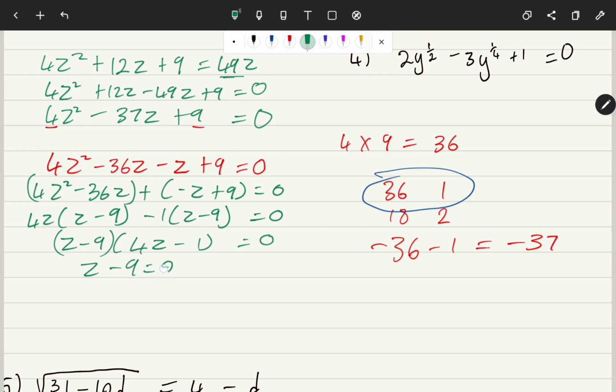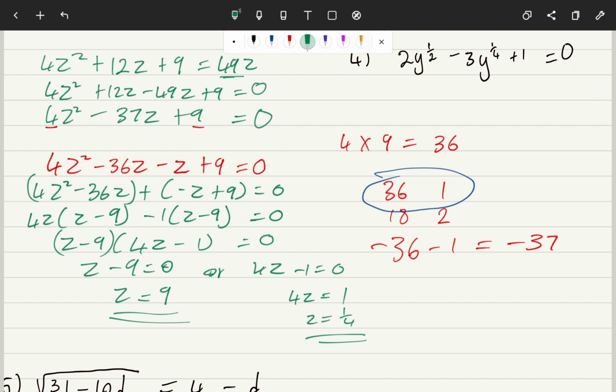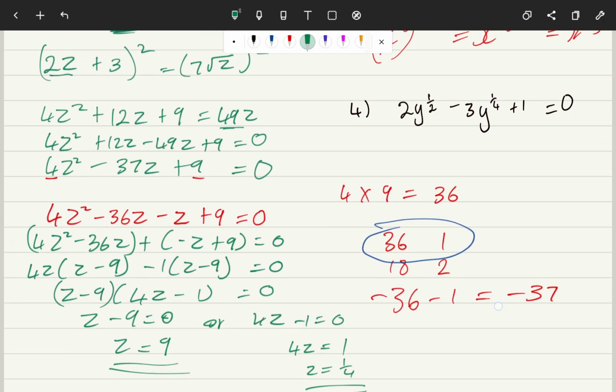z minus 9 equals 0, or 4z minus 1 equals 0, which gives z equals 9, or z equals 1 over 4. So these two become the solutions. When you are done, you are done. It was quite a problem.